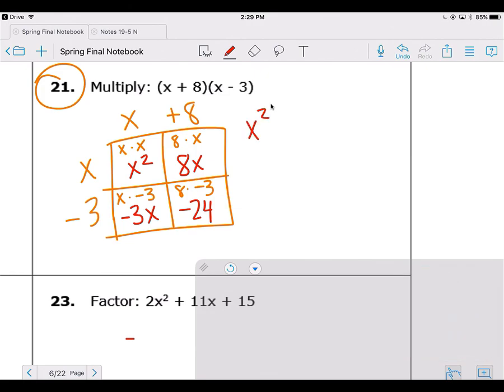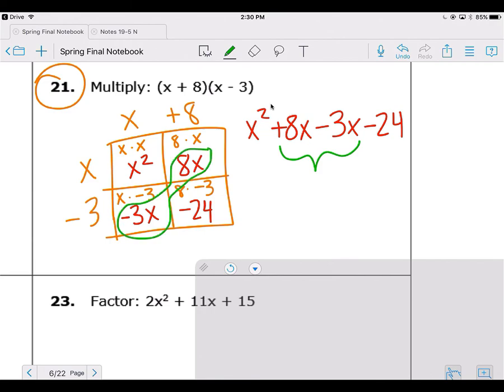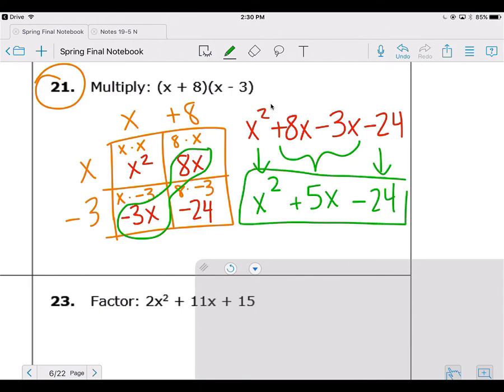So from the box we have x squared plus 8x minus 3x minus 24. My last step is to combine like terms, and sometimes you'll remember that they happen on the diagonal, or you can rewrite and then combine. I do not mess with x squared or negative 24 because they do not change. But 8x minus 3x is a positive 5x. So x squared plus 5x minus 24 is my answer.